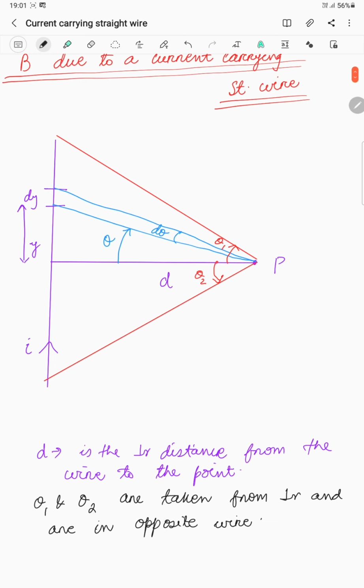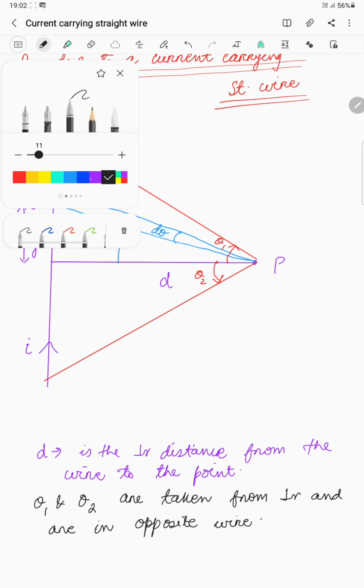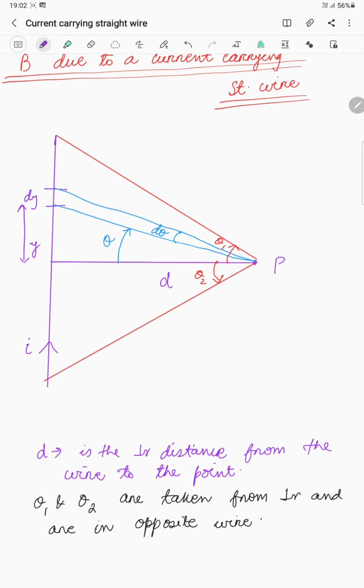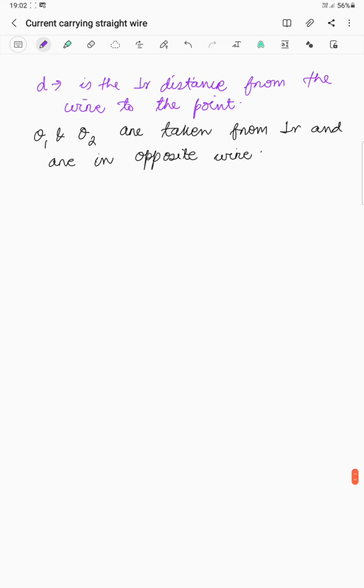Is it clear? I hope all of you understood this diagram. This is diagram 1, the current carrying element. Now let us try to analyze this dy properly. For that, I will zoom in on the dy component. This is the perpendicular, this is your point P, and this is the dy element which I have chosen, situated at a distance y.